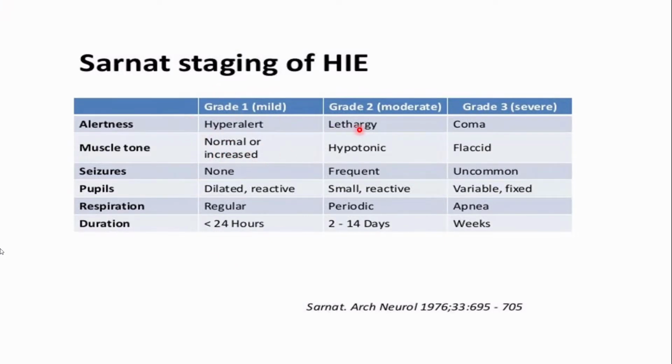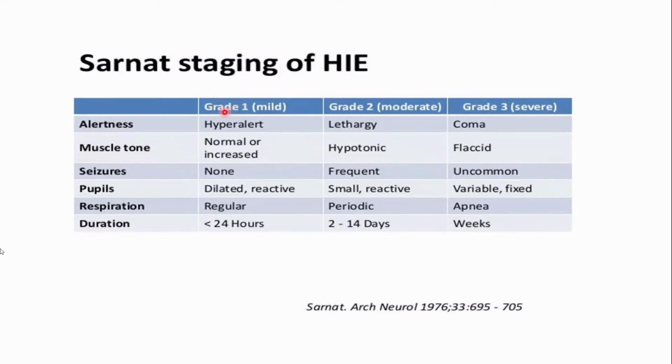Okay? And in grade 2, the child starts to become lethargic and then the child will develop seizure. So grade 2, if you forget everything, just remember, once the baby develops seizures, then the baby has gone into grade 2 HIE. And grade 3, baby will become comatose, very drowsy, comatose, respiration apnea, and most likely will go onto a mechanical ventilator. Okay?